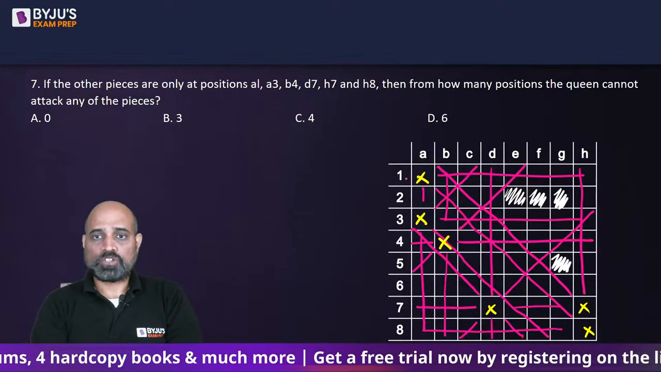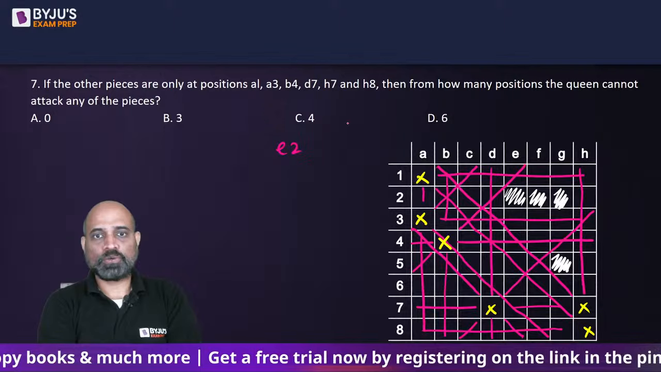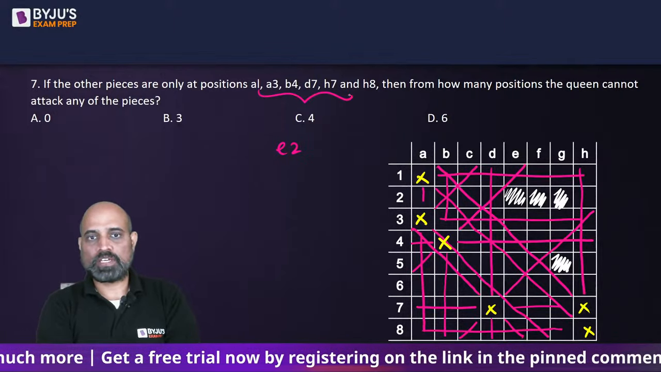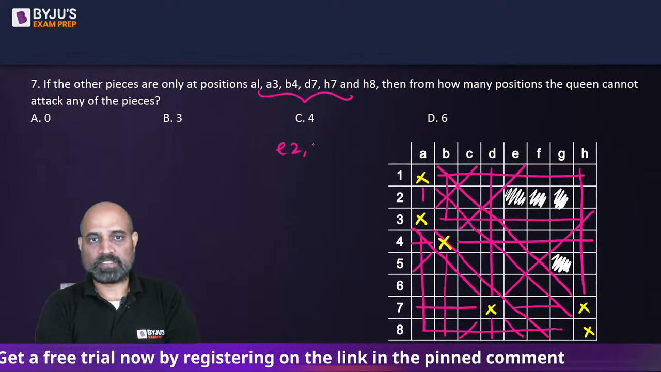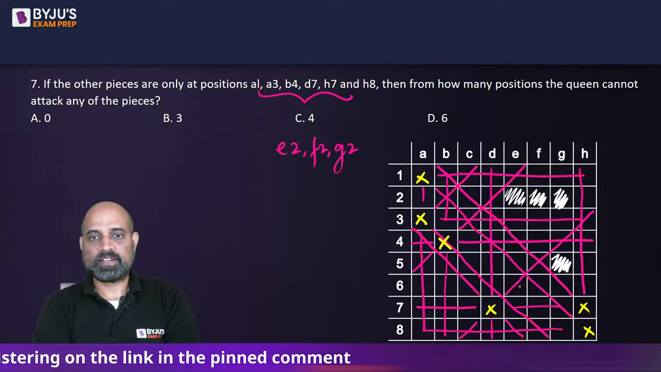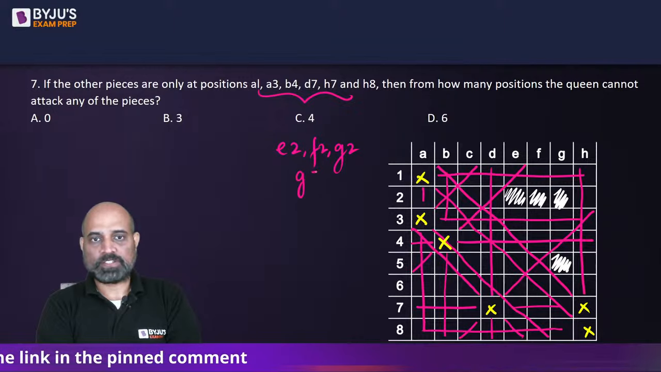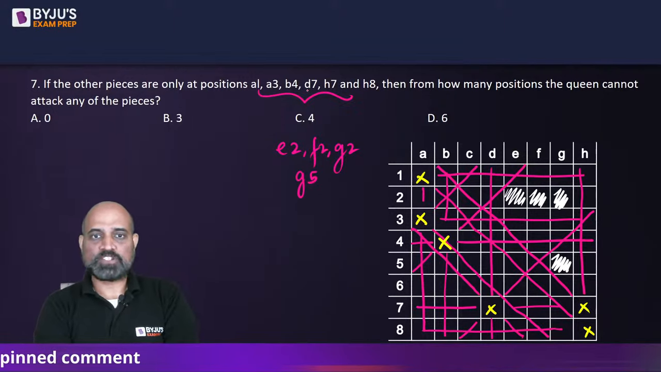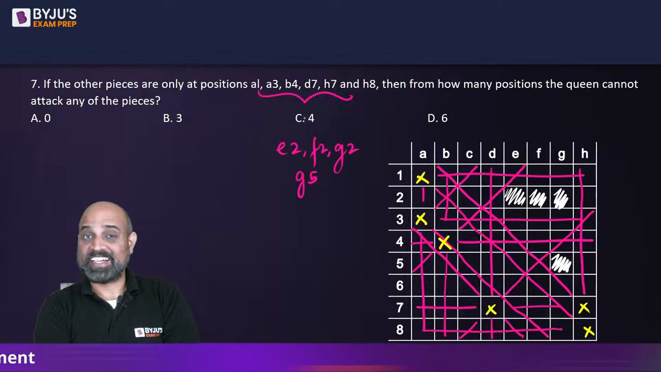Right? So we have got E2. Look, E is not here, there is no E and there is no 2 here. So that makes sense. Similarly F2 and similarly G2. Right? Then we will have G5 as well. Because if I take H5, H is already there. If I take D5, D already is there. So we can't take those.